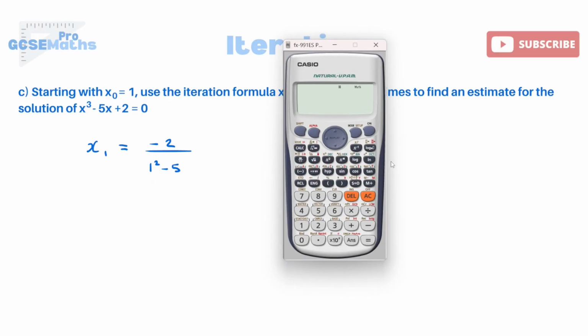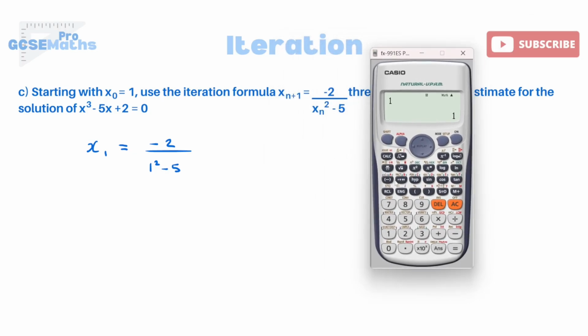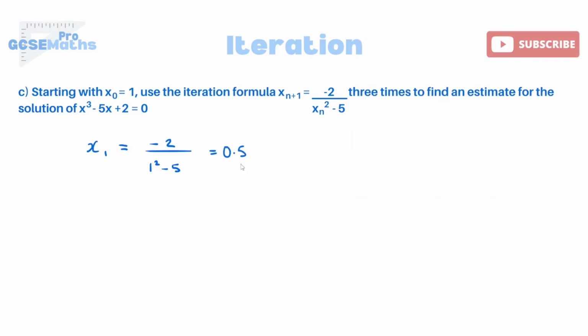So there is a specific way to set this up on your calculator. What I would normally do is put whatever your starting value is, just there, make it equal to that, and then type in your whole formula. So here I've got minus 2 over, now where it says x, that's where I'm going to put my answer button, squared, minus 5. When I press equals, x1 is equal to 0.5, so that's my first value, 0.5.